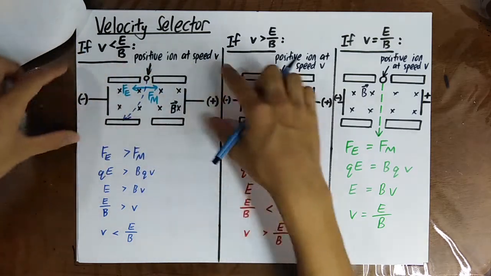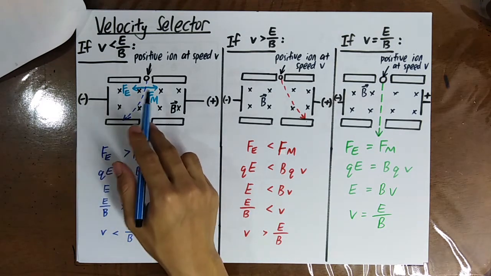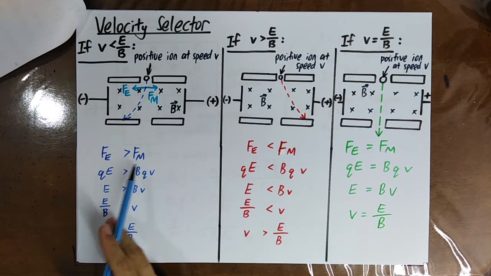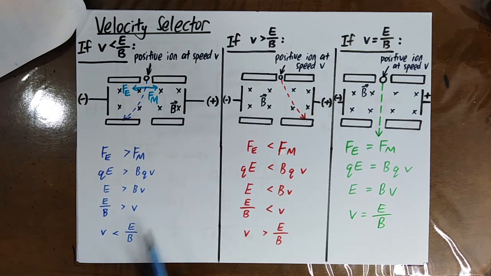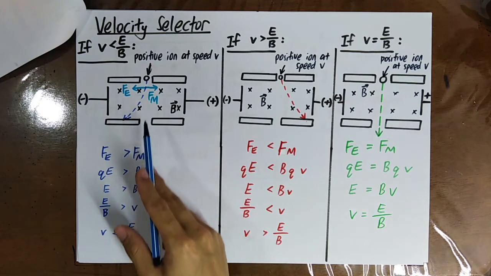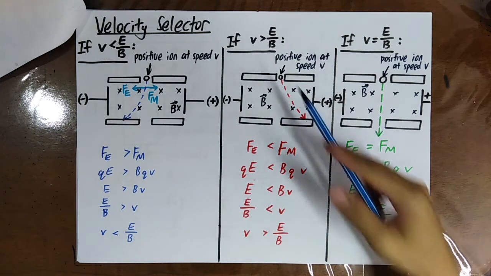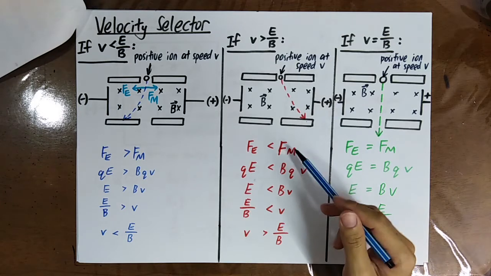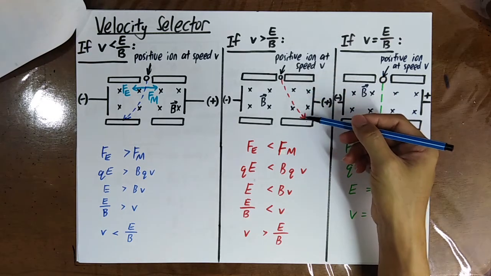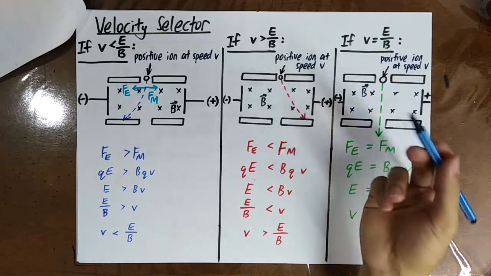So you know that inside the velocity selector, the direction of the electric force will always be opposite to the direction of the magnetic force. In this case, if the magnitude of the electric force is greater than the magnitude of the magnetic force, then the positive ion will be deflected, and therefore the positive ion cannot come out of the velocity selector. We call this the velocity selector. Now, if the velocity is greater than a certain value, that means the magnetic force is greater than the electric force, then the positive ion will be deflected in the other direction, so the positive ion still cannot come out of the velocity selector.